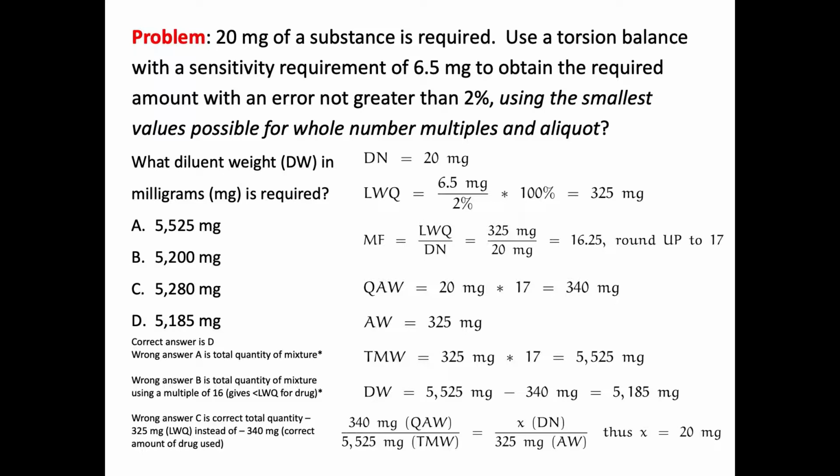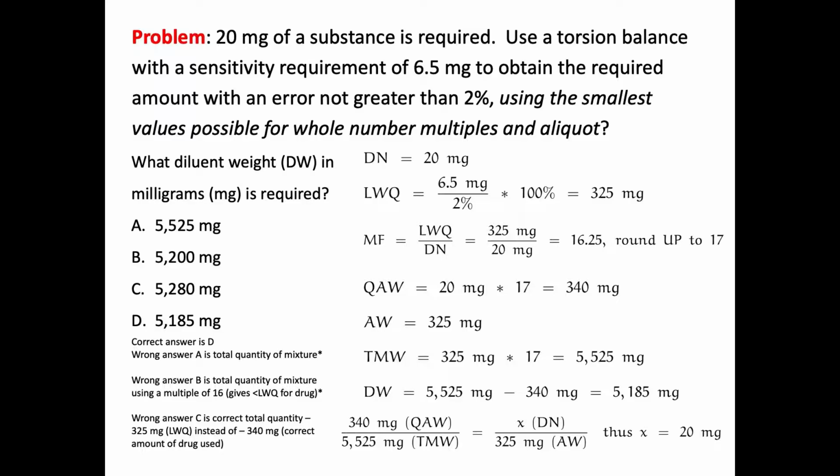What's my aliquot weight going to be? Remember, because the question says to use the smallest possible value for the aliquot, I can't use anything less than 325 milligrams. So that's what I'll set for my aliquot weight. Now, my total mixture weight will be my aliquot weight times the multiplication factor. So 325 times 17 gives me 5,525 milligrams of total mixture.